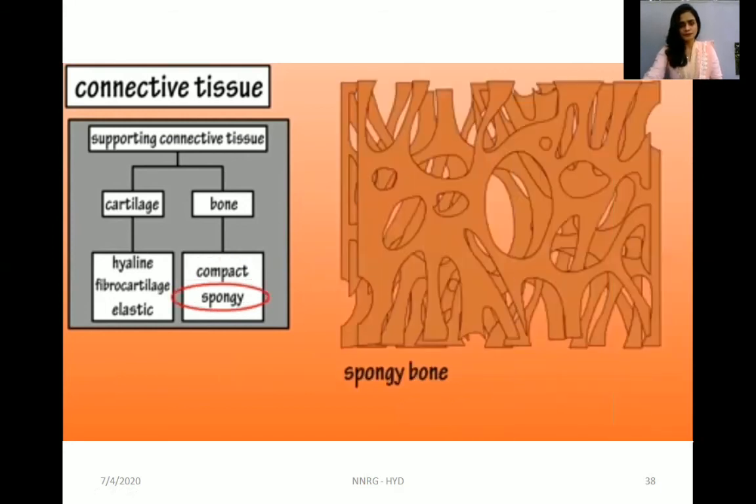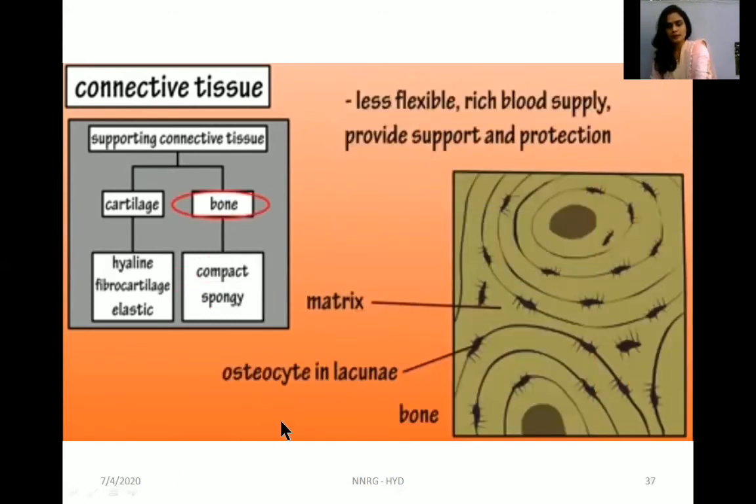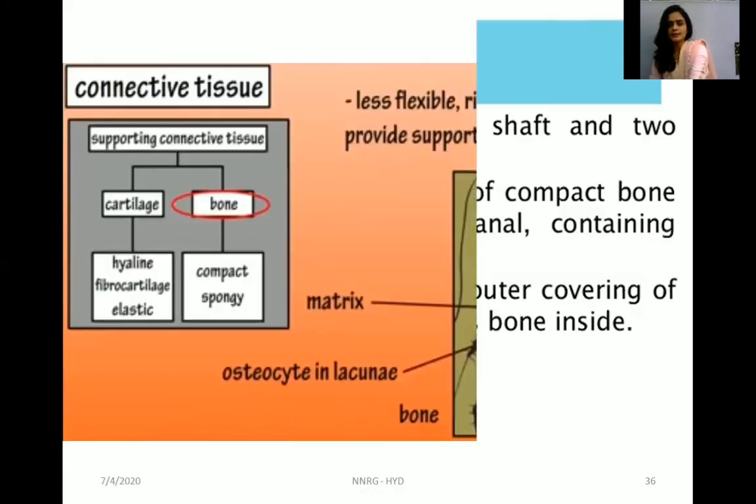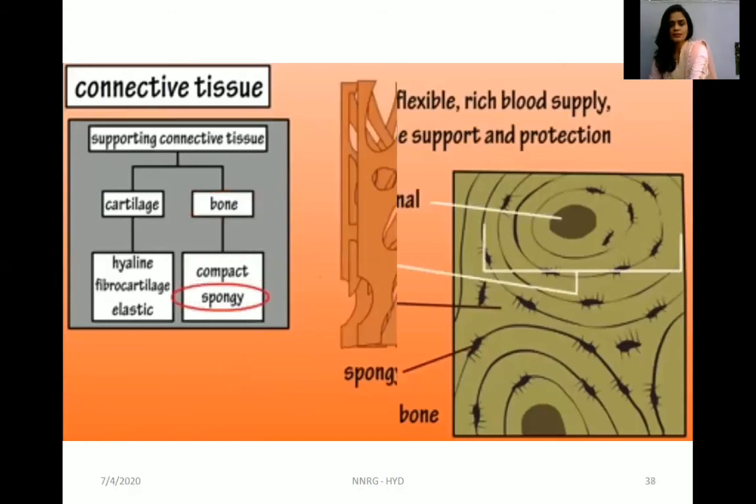And then you have the spongy bone. Compared to compact bone, it is lighter. Of course compact bone is tougher, but spongy bone is very light. It's also called cancellous bone. This is specially present in the epiphysis. Cancellous bone, which is a spongy bone, is present in the epiphysis. So this is about the spongy bone.